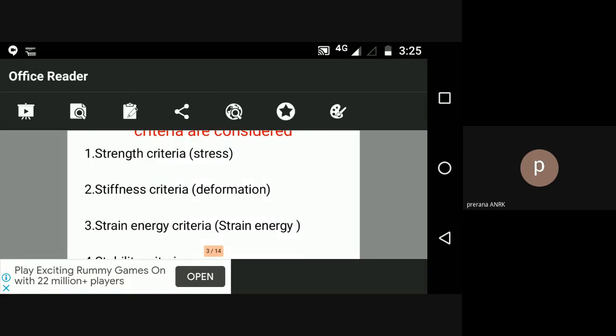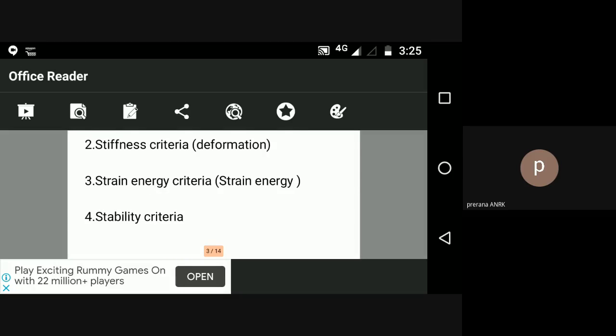The next one is the strain energy criteria. The strain energy criteria means every member can store some amount of energy. Suppose, for example, there is a spring.